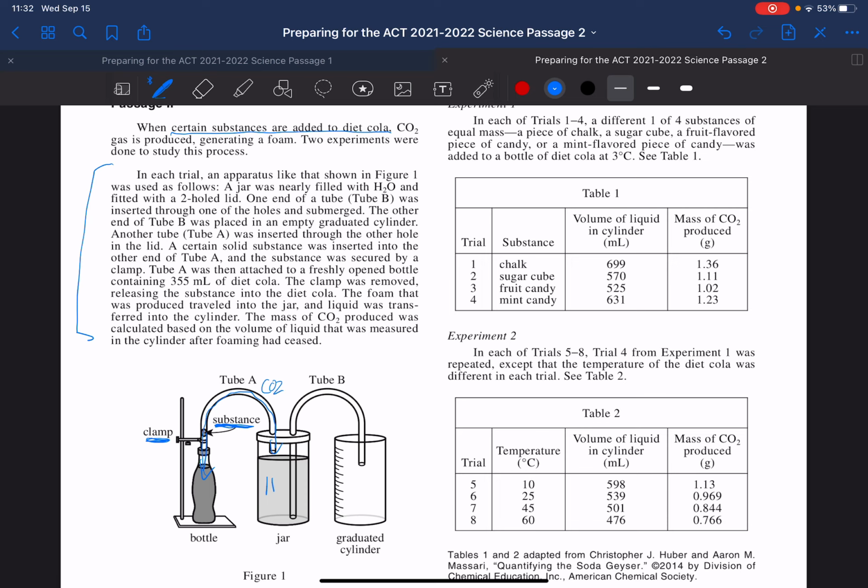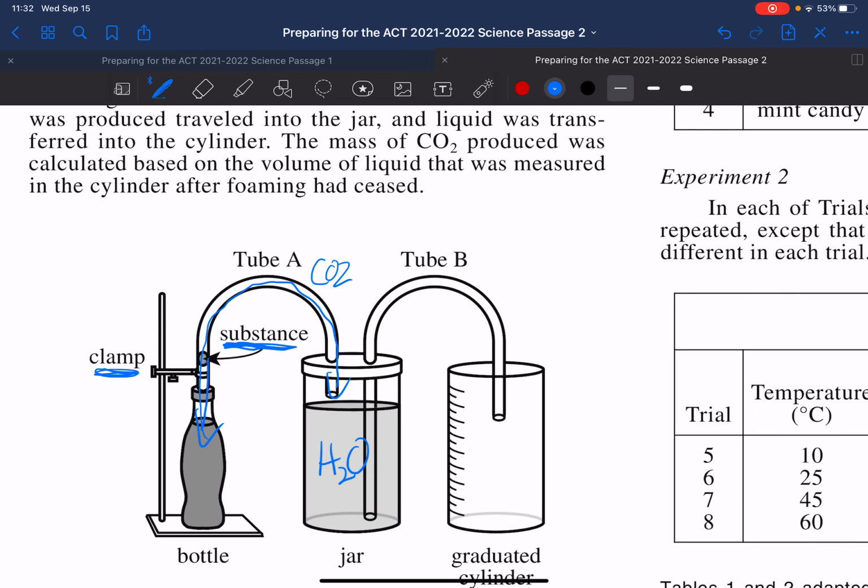Now, they tell us that this down here is water. This is H2O. And so what's happening is as the CO2 builds up here, it's going to push the water down, but it's got no place to go. So that's what this second tube, this tube B, is for. All the excess water that's being pushed out is going to be collected right there. That's what's happening with this experiment.